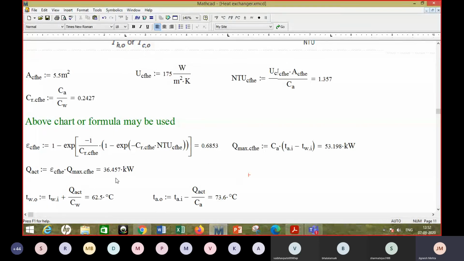Okay. So your answers are that the actual heat transfer rate is 36.457 kilowatt, the water outlet temperature is 62.5, and 73.6 is the air outlet temperature, right? If you are making an actual program, let's say you are doing this kind of project in your final year, there you can make a program, and you can do the iterative procedure.